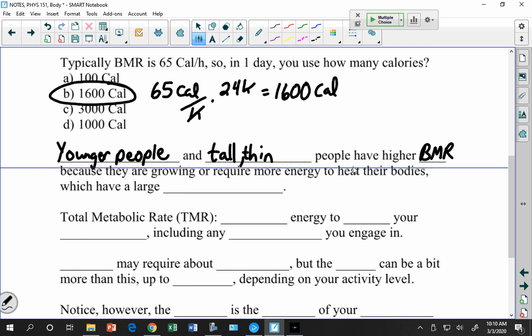So kids are just getting bigger. Every day they get bigger. And that requires a lot of energy to build the bone mass and muscle mass for them to get bigger. Tall, thin people require more energy to heat their bodies because they have a larger surface area to volume ratio.